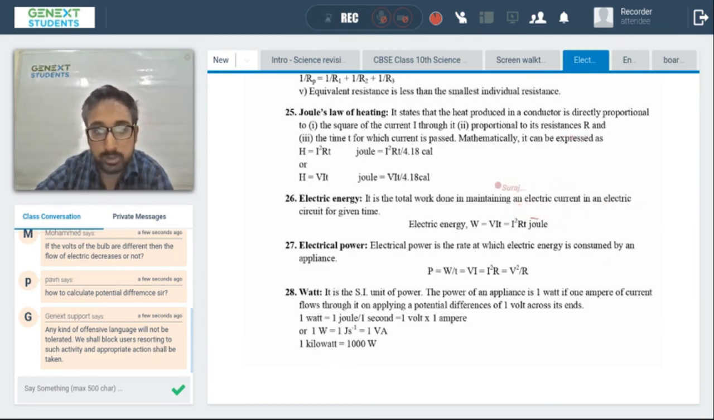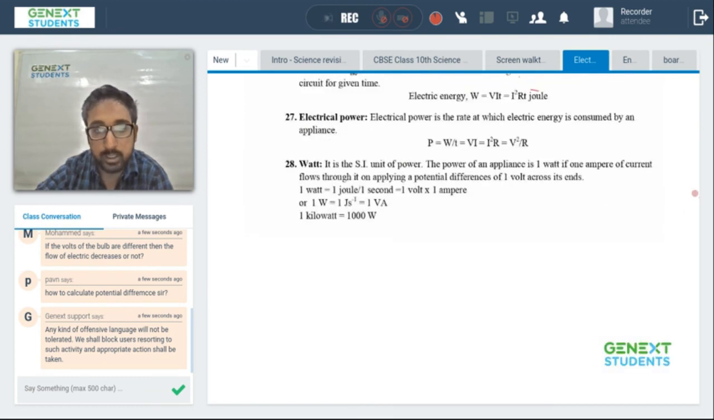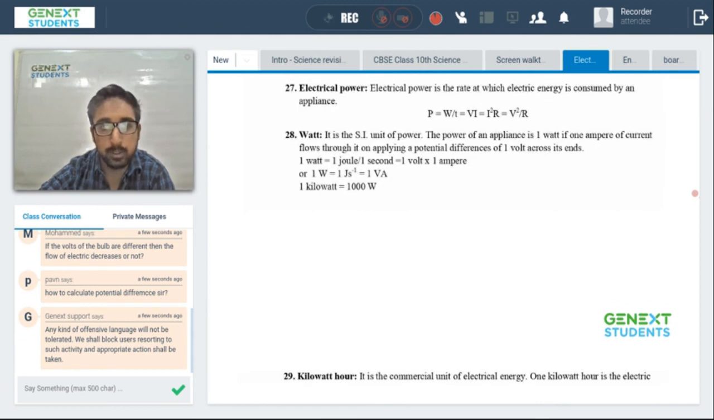So what else do we see over here? Current, electric energy, electrical power. Power is what? Watt, and energy is kilowatt hour. Okay. All right. Mind map.